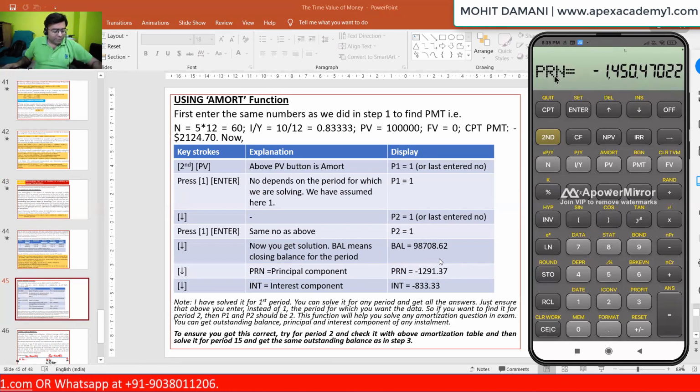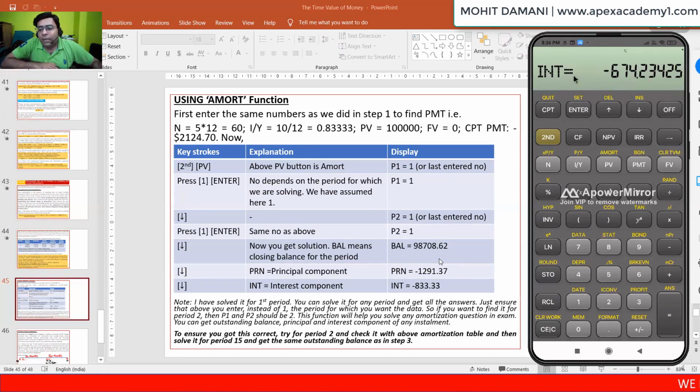Arrow down. What is the PRN for? It stands for principal component. What is the principal component after the 15th month? It is 1450. Arrow down. What is the interest component after the 15th month? It is 674. So these are the three things you get: principal component, interest component, and the outstanding balance.